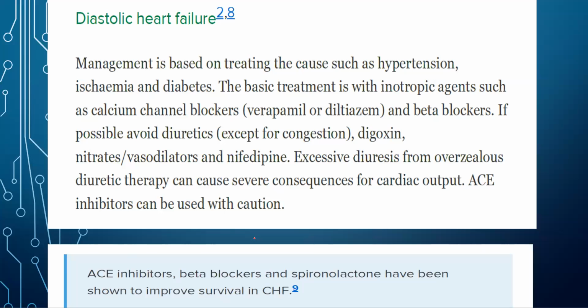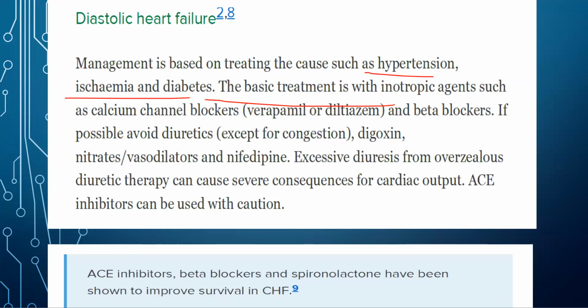So that was your systolic heart failure management. Come to the diastolic heart failure. Yes, usually diastolic heart failure needs treating the underlying cause. If someone is having hypertension, you need to treat that. Okay, having diabetes, you need to control that. The best treatment for someone with a diastolic heart failure is calcium channel blocker and beta blocker.